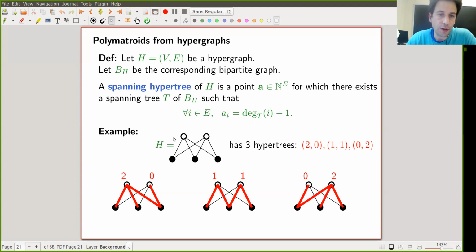So for instance, let me walk through this example. Here I'm looking at this hypergraph, and I'm claiming it has 3 hypertrees, namely (2, 0), (1, 1), and (0, 2).